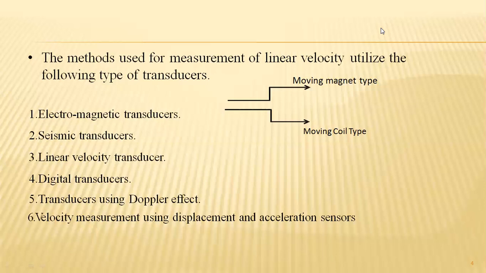Different types of transducers utilized for measuring this linear velocity are listed below. First, the electromagnetic transducers. Secondly, the seismic transducers. Electromagnetic transducers, with the help of electronic concepts and by fixing a permanent magnet, play a major role in finding the linear movements of objects.